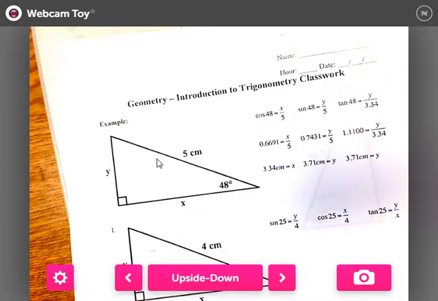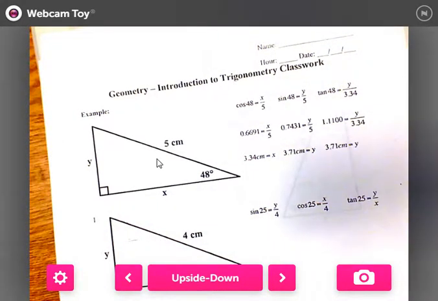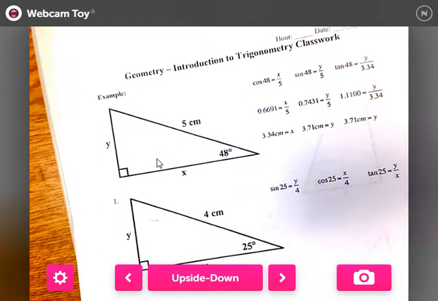You should have these notes in front of you. If you don't, grab them. They're right on my desk. Okay? All right.